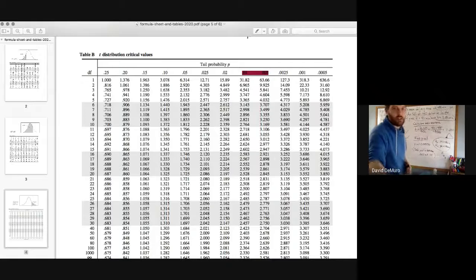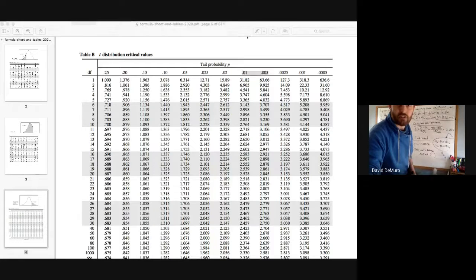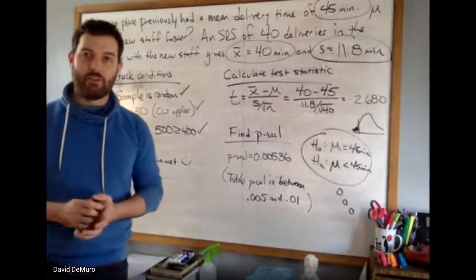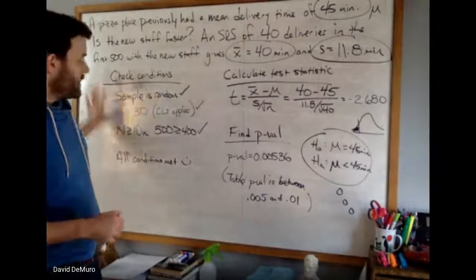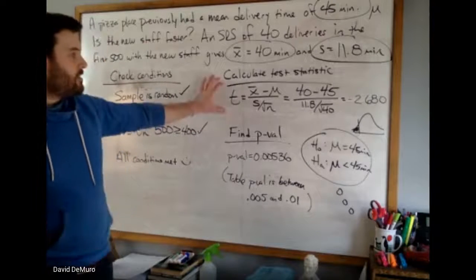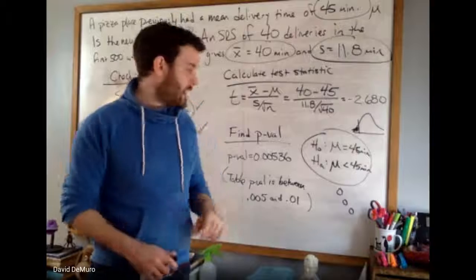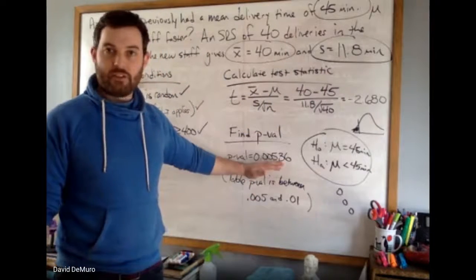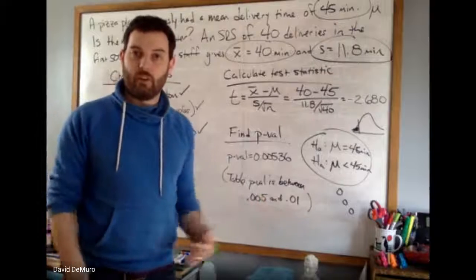So from this video, what I want you to be able to do is these two things: check your conditions for running a one sample t-test and calculate your test statistic. And then take that test statistic to either calculate the p-value exactly or at least find a window where that would fit into.